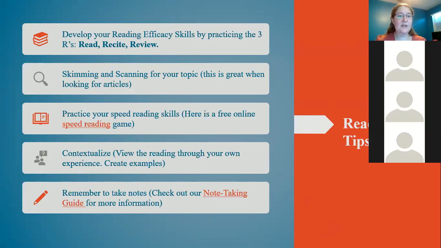All right, practice your speed reading skills. Remember I said there's a speed reading game. I linked to it here, and it's free online. It helps you get better at speed reading. Contextualize. View what you're reading through your own experience. Remember mind mapping. You relate to your own experience, and you keep that in mind when you're relating one idea to the next to keep it together so that you can remember it. So you can always trick your brain into learning anything. Pretty cool.